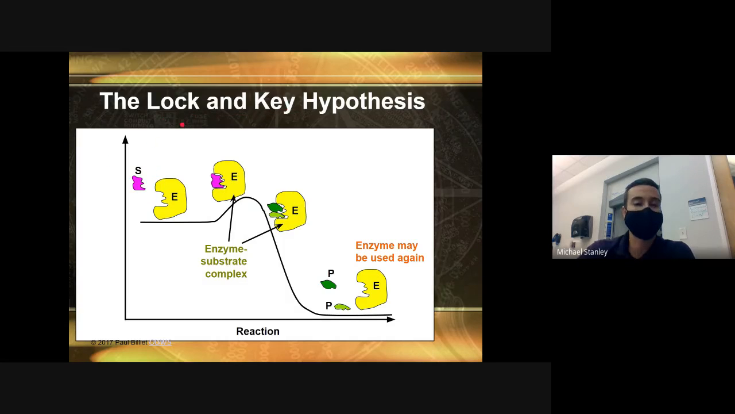So again, lock and key hypothesis is just the idea that the substrate and the active site on the enzyme are like a perfect fit for one another. They fit exactly on there. It helps make sure that the right substrate gets in there, because if the wrong substrate does, then it's the wrong shape and nothing's going to happen. The enzyme will just let it go and wait for the right substrate to come by.